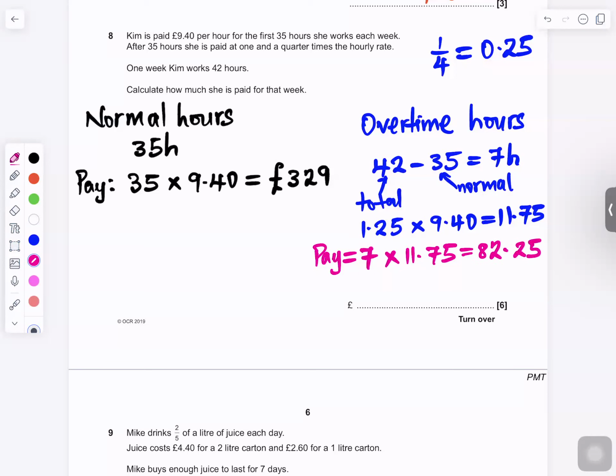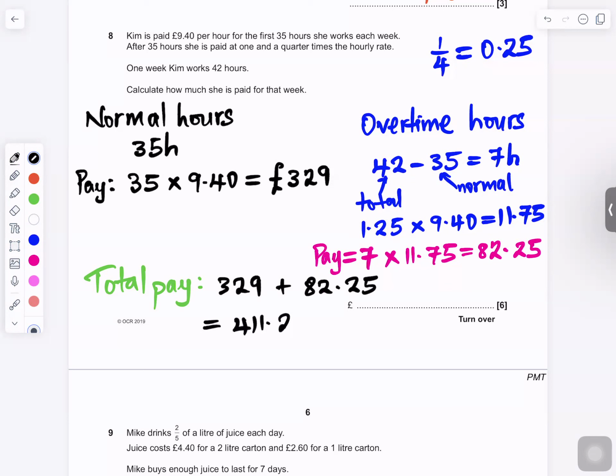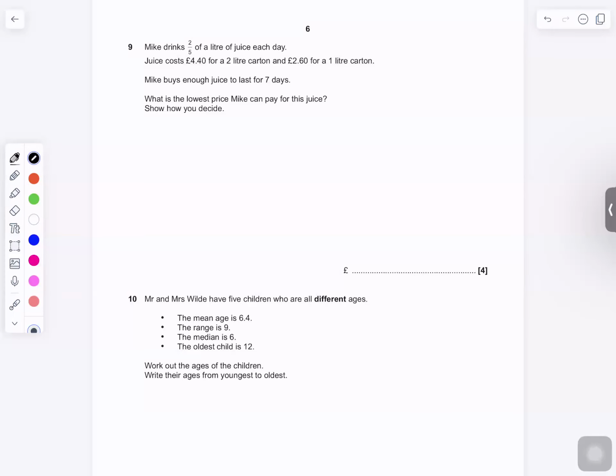82 pounds 25. Now, what we want to do is work out the total. Total pay: 329 plus 82 pounds 25. What does that give us? 411.25. 411 pounds 25. Fabulous. Go with number nine. Can you read number nine and tell me?